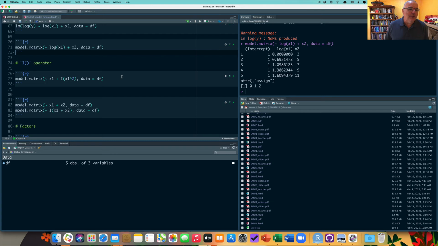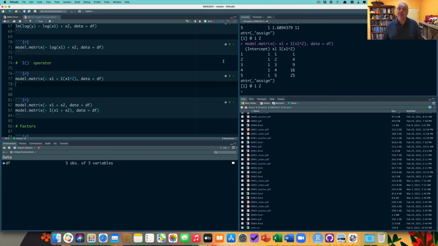What about the indicator one? So let's say I want to do x1 squared. If I did that, no problem. It is exactly what I expect to do. Here's x1, and this column is taking every element and squaring it. So 1 squared becomes 1, 2 squared becomes 4, all the way to 5 squared becomes 25.